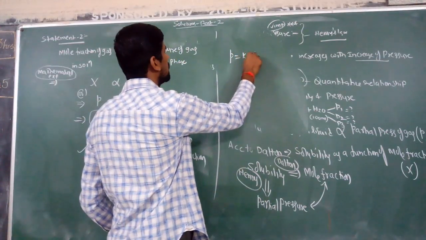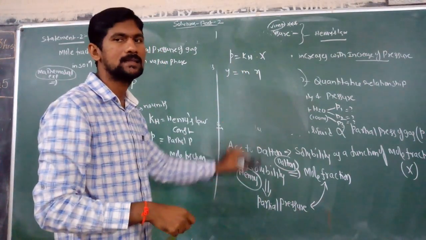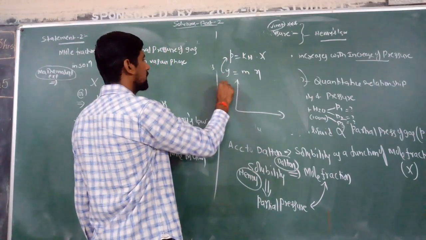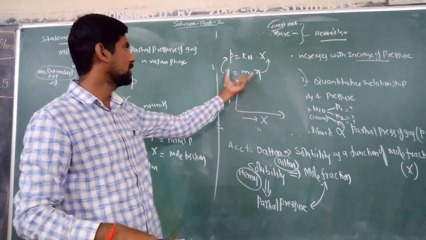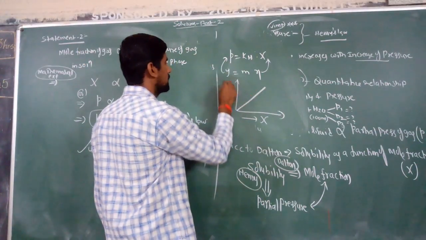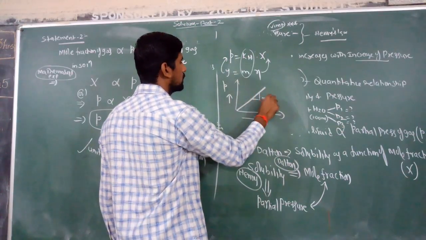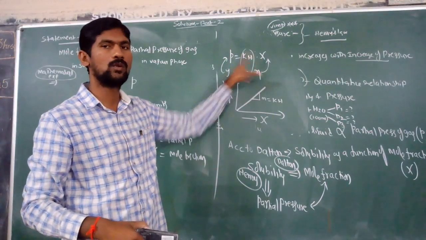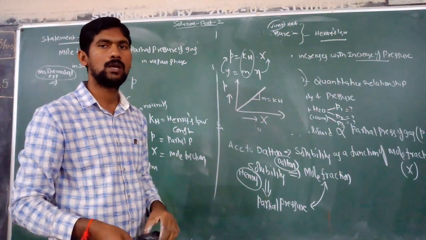Partial pressure is equal to kH into x. If you draw a plot, it is in the form of y is equal to mx. Along the y-axis, the coordinate is partial pressure. Along the x-axis, the coordinate is mole fraction. So a y is equal to mx plot means a straight line passing through the origin. So what is the slope? Slope is kH. We can draw a plot of partial pressure versus mole fraction: a straight line passing through the origin, and the slope is equal to kH.